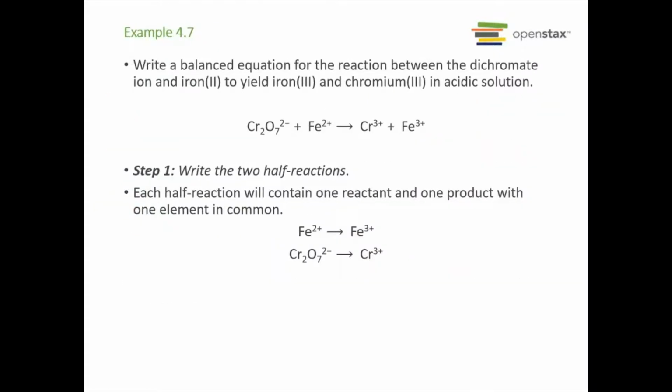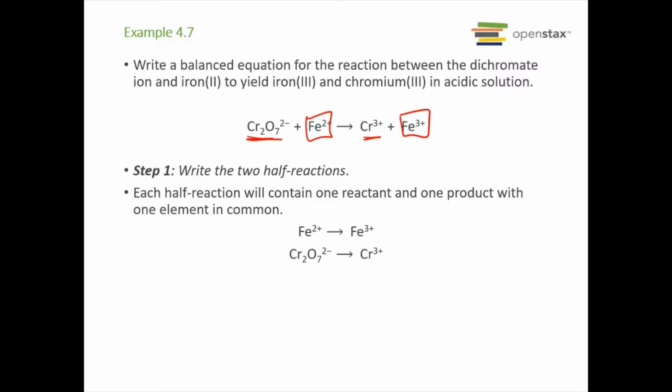So here's our example. We're told dichromate ion and iron 2 ion are reacting to make iron 3 and chromium 3 in acidic solution. Notice we weren't really given full ionic compounds. They've already gotten rid of the spectator ions, which makes our lives easier, right? So we're going to start by breaking this up into half reactions. This has chromium and chromium. This has iron and iron. So now I've identified my 2 half reactions.